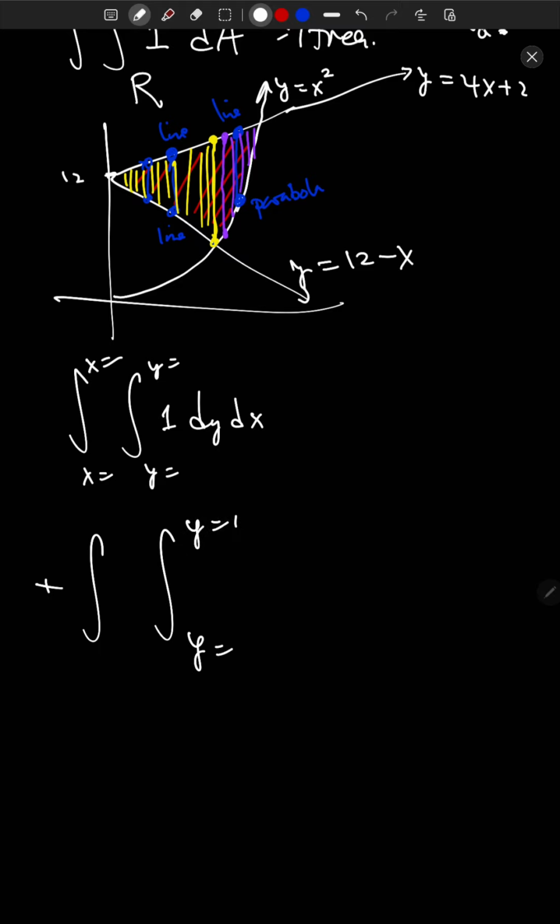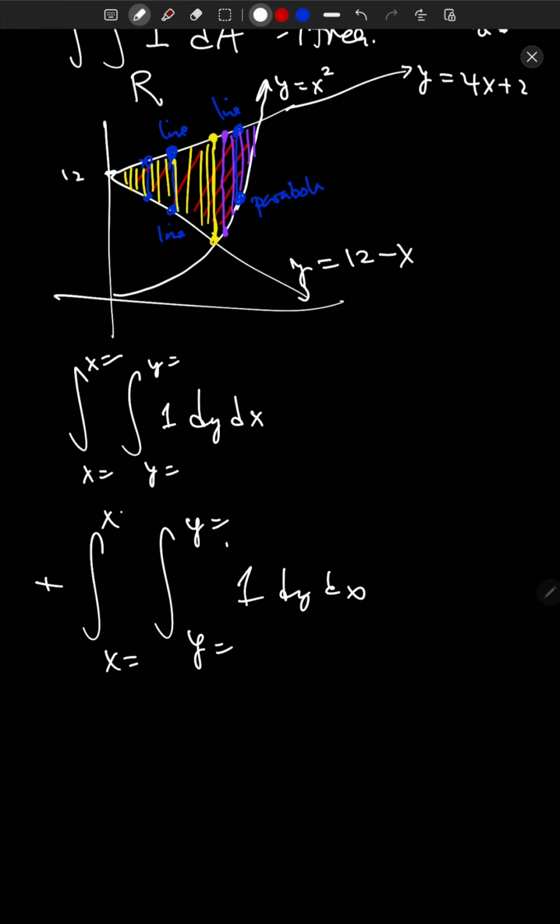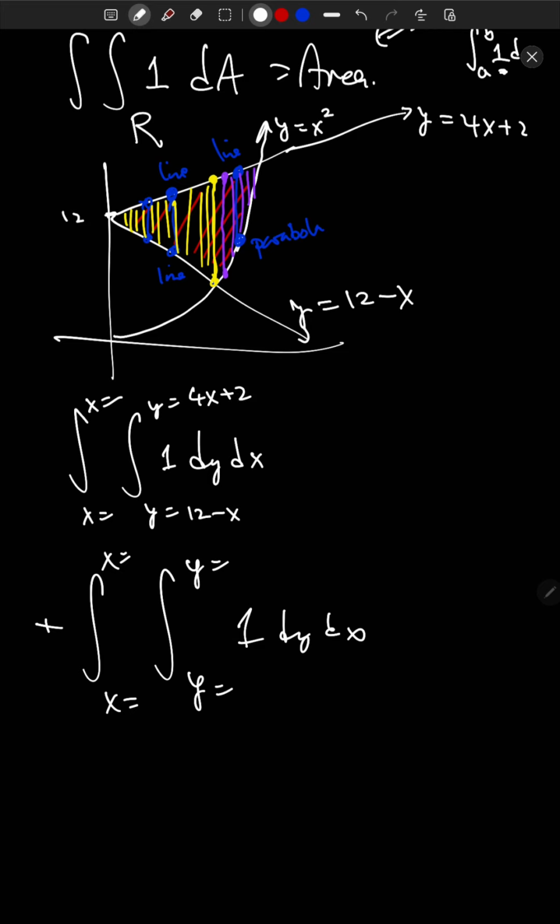So y equals something to y equals something, 1 dy dx, x equals something. All right, for the first portion of this integral, it's going to be from the lower line to the upper line, so that's y equals 12 minus x to y equals 4x plus 2. In order to fill up this first region with vertical lines, we're going to start at x equals 0, this left-hand side right there. And we're going to go all the way until we get to the intersection of the lower line and the parabola. So x equals 0 to x equals that point.